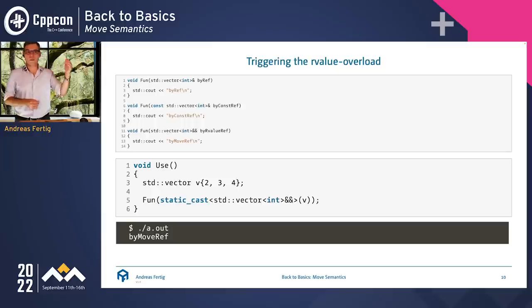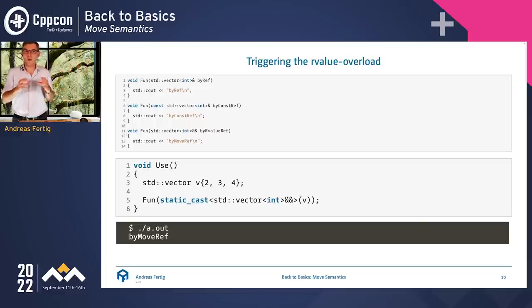And what we do here below in line number 5 is we apply a static_cast, casting our vector v to a std::vector<int> qualified by &&. So we are making that one an R-value reference. So nothing changes for the compiler except the signature of this parameter at this point, such that it later triggers my move overload, my R-value overload. And if you do that and execute it, we can see now this single statement triggers my by-move-ref overload. And this is what we want.